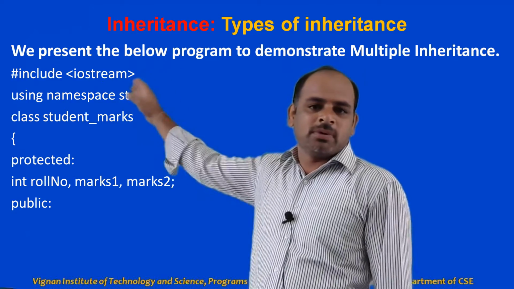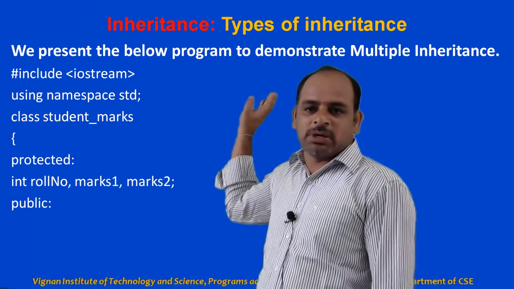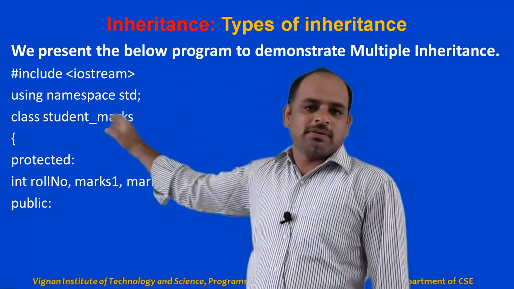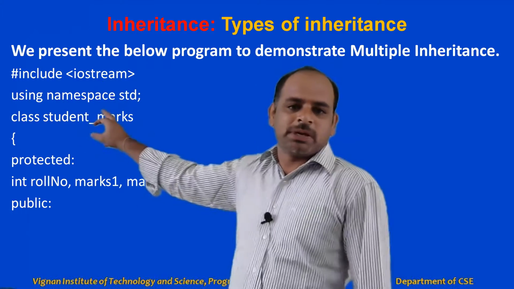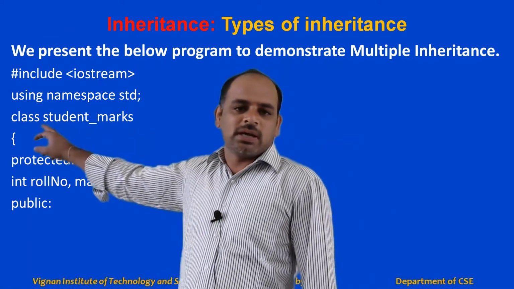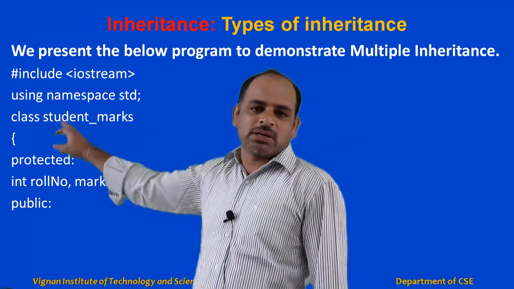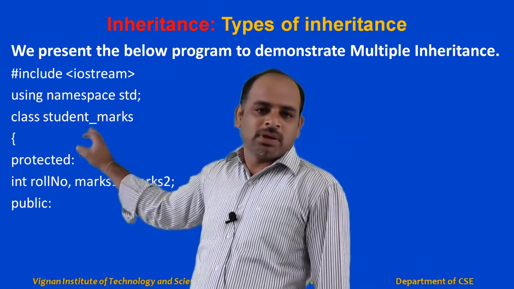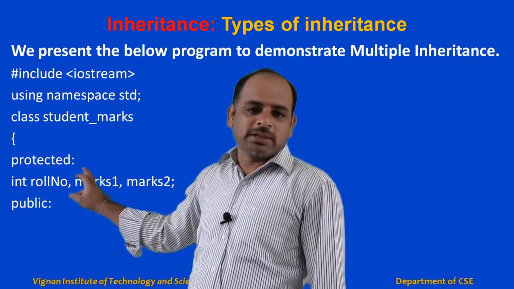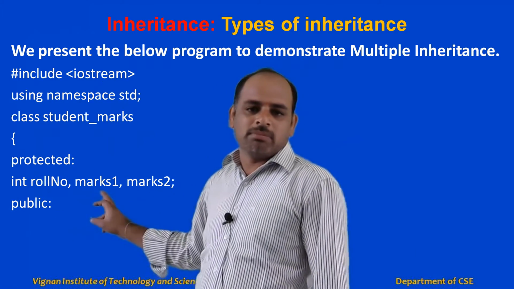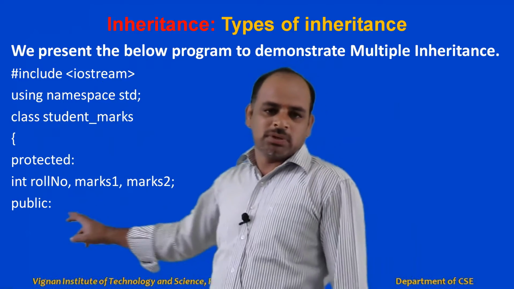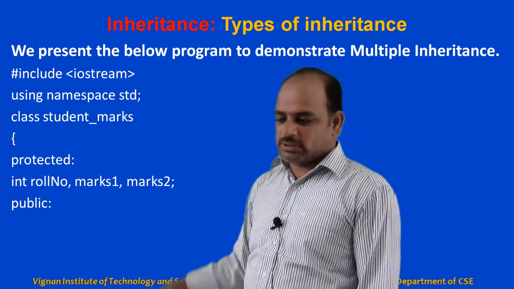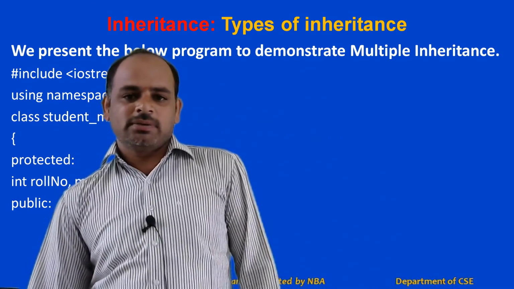Let me present here an example program to demonstrate multiple inheritance. First, I have taken one parent class, class student marks, which I am taking here, and I am declaring protected members roll number, marks 1, marks 2, and public members, which you can see in the next slide.